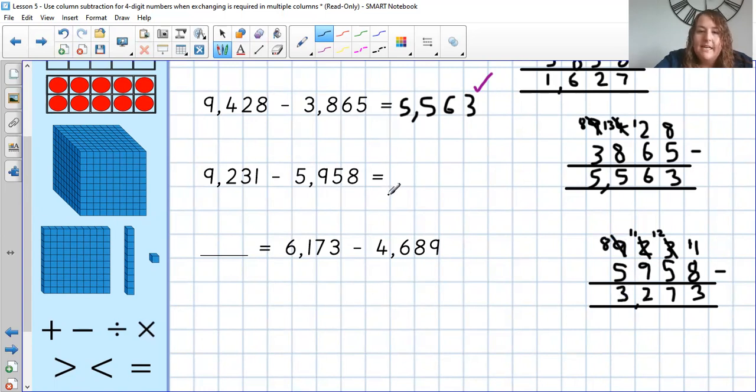So I've got 3,273 there. And if you'll notice, we had to exchange in every single column there. So a big well done if you got that one right in particular.